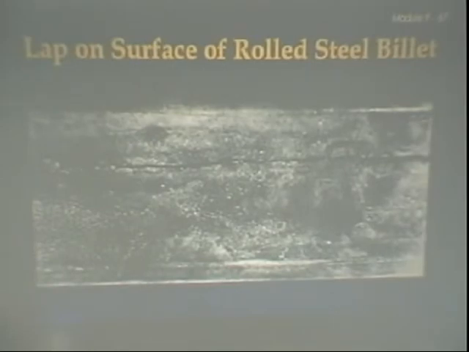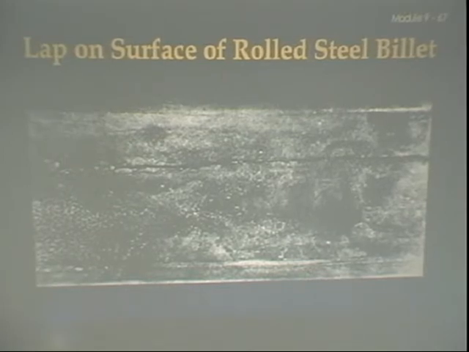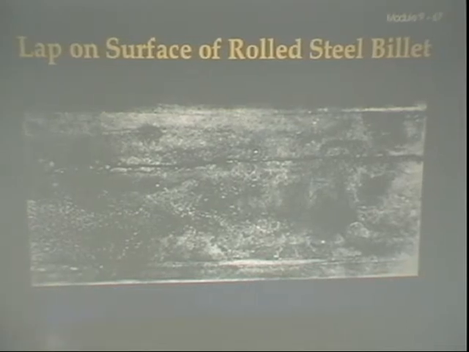And then we have this final one, and this is a lap on the surface of a rolled steel billet. So again, any of these things that are caught at the foundry, they should pull them out of production and drop them back in the furnace again and melt it down and start all over with them. So you got some nice pictures of what can happen there.